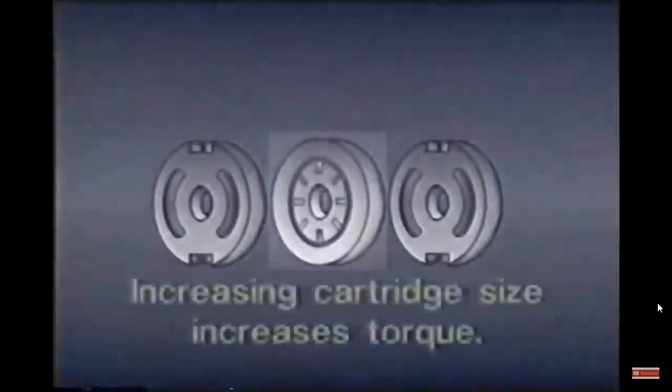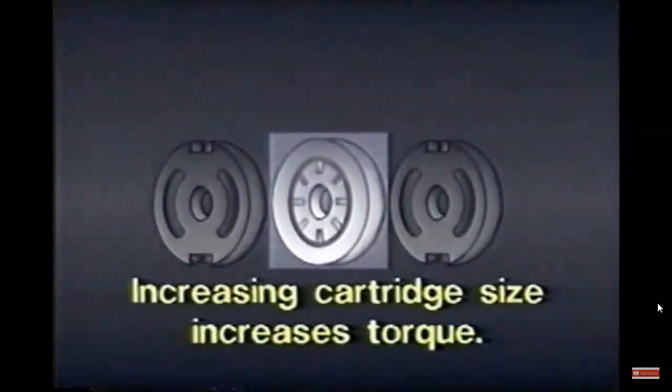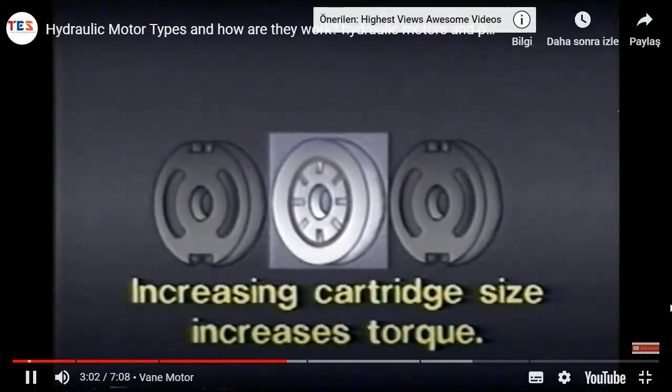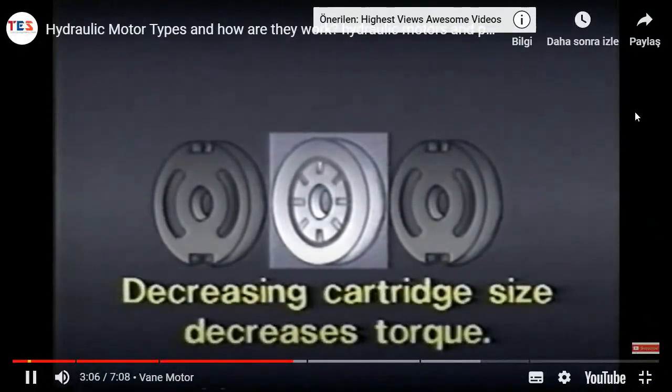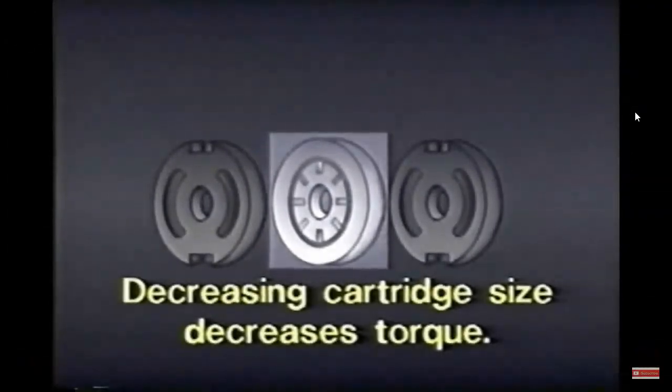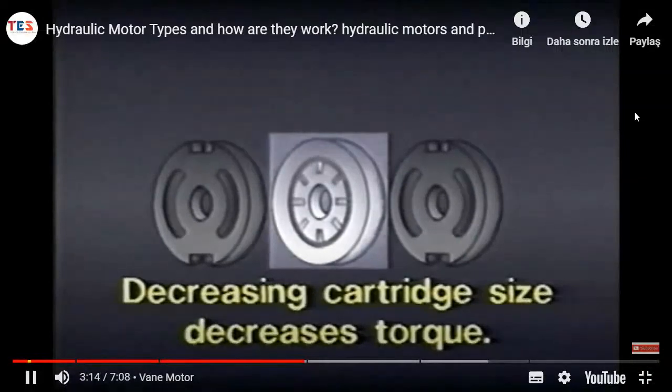Increasing the size of the cartridge assembly without changing the pressure will increase the torque, because the vanes of the larger cartridge assembly have more area exposed to pressure. Decreasing the size of the cartridge assembly without changing the pressure will decrease the torque, because the vanes in the smaller assembly will have less area exposed to pressure.